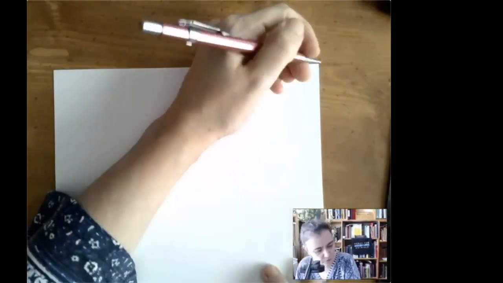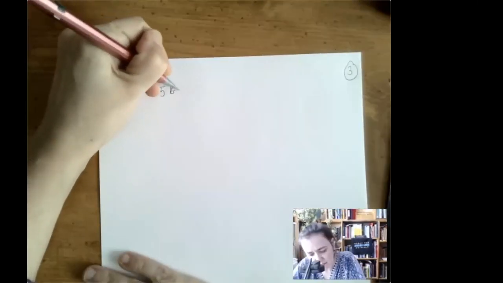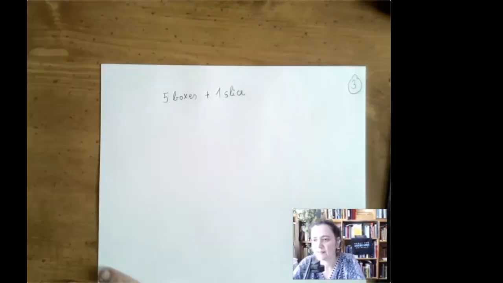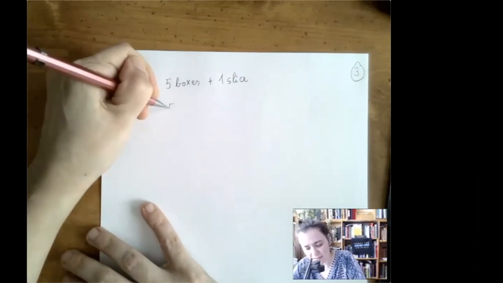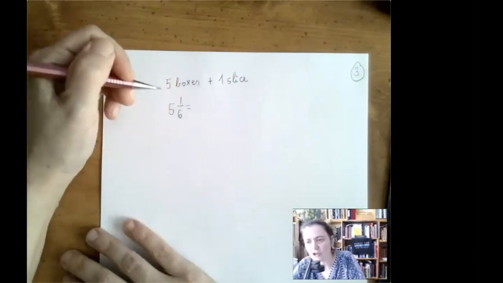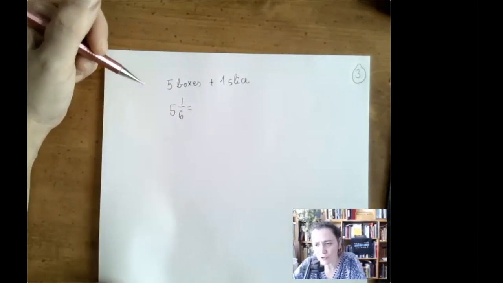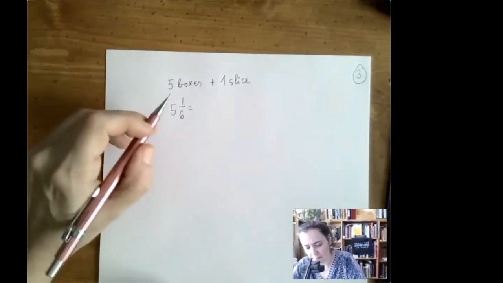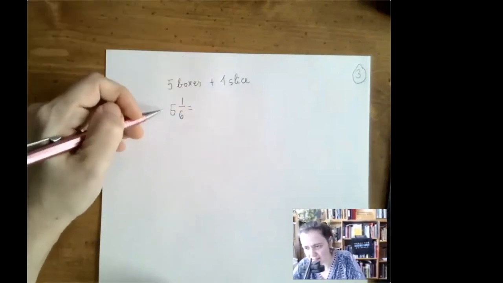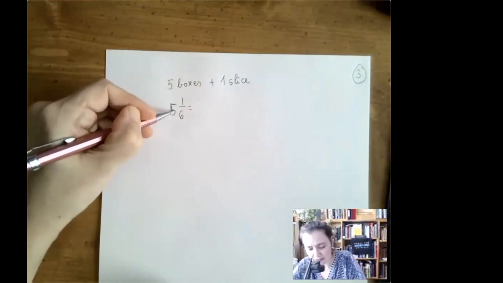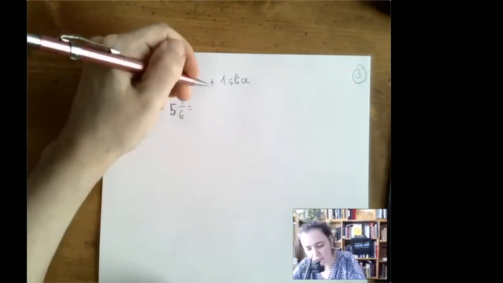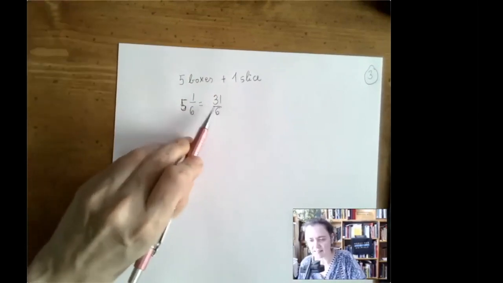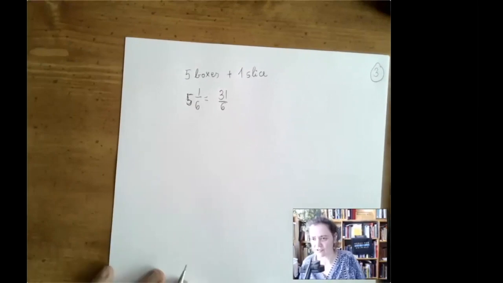All right, so let's do one more. 5 boxes plus 1 slice. 31. Yes, thank you. So that's the same as 5 and 1/6. You recognize the pattern because I'm sure you all know how to convert. What we're doing is converting a mixed number into an improper fraction. So 5 full boxes, that means 5 times 6 slices, that's 30, and there is the 1 loose in the next box, so that's 31/6. That says 31 slices. This says 5 full and 1 additional slice.